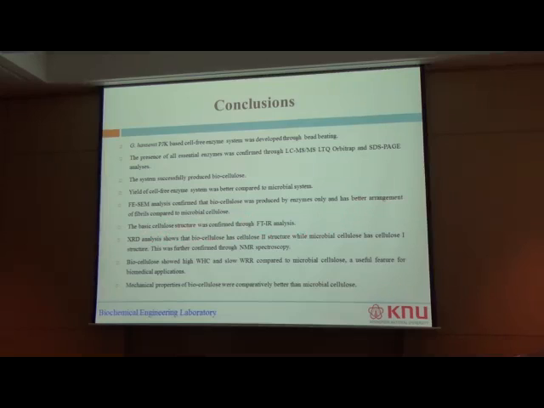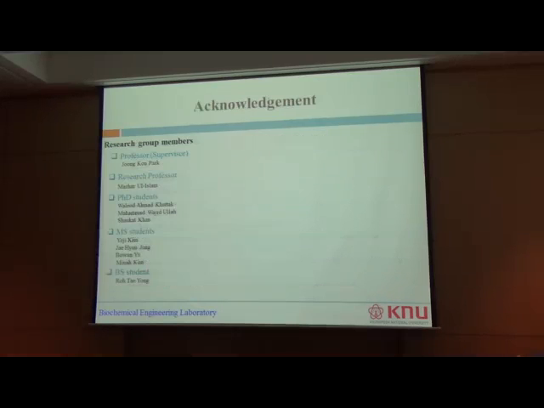The basic cellulose structure was confirmed through FTIR analysis, and the XRD analysis showed that biocellulose has cellulose 2 while the microbial cellulose has cellulose 1 structure, and this was further confirmed through NMR spectroscopy. The biocellulose showed high water holding capacity and slow water release rate compared to the microbial system. This is a useful feature for biomedical applications. Moreover, the mechanical properties of biocellulose were comparatively better than the microbial cellulose.